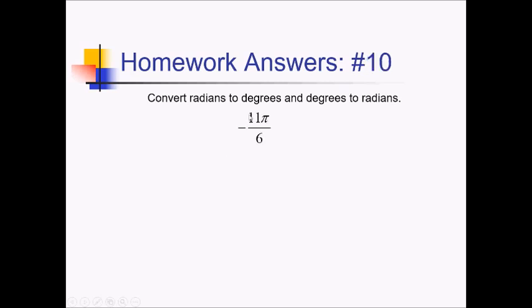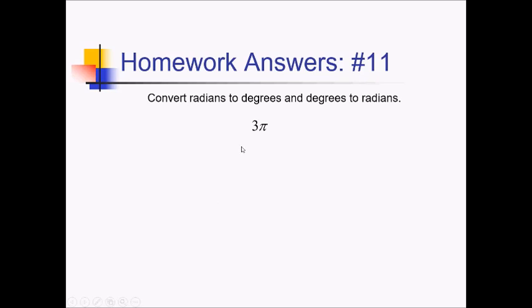To convert negative 11 pi over 6 radians into degrees, we multiply by 180 over pi. Pi's cancel. 180 and the 6 cancel to give me 30 in the numerator. Negative 11 times 30 is negative 330 degrees.